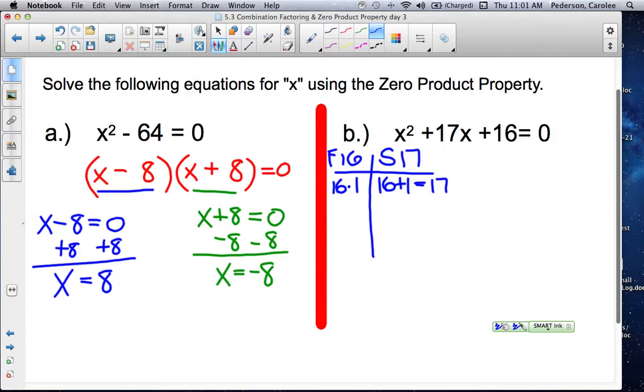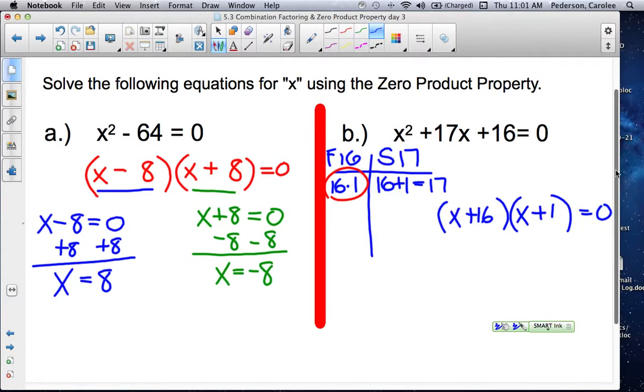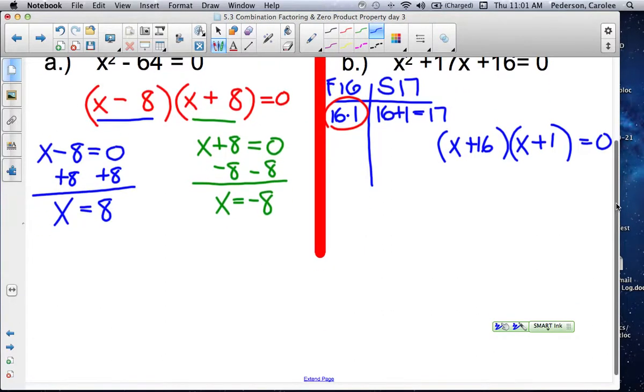So remember, we split up the equation into 2 parentheses, and then we split up the x squared into x and x. And then on the left side here, the 16 and the 1 is plus 16 plus 1. So what we have is the equation factored. Now we're going to apply the zero product property. We're going to set each factored part equal to 0 and solve for x.